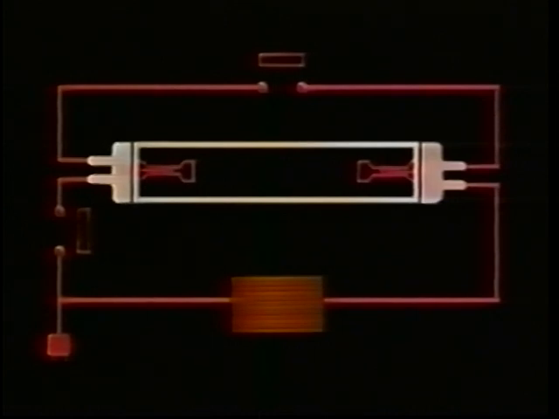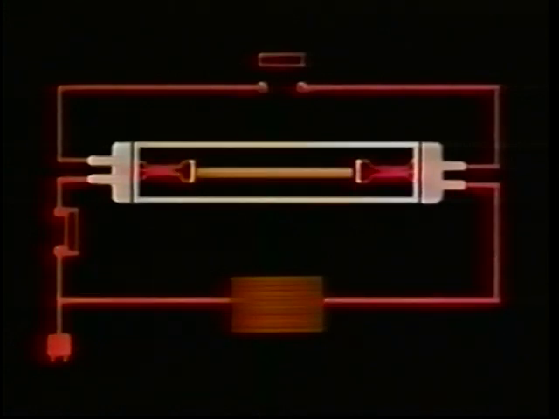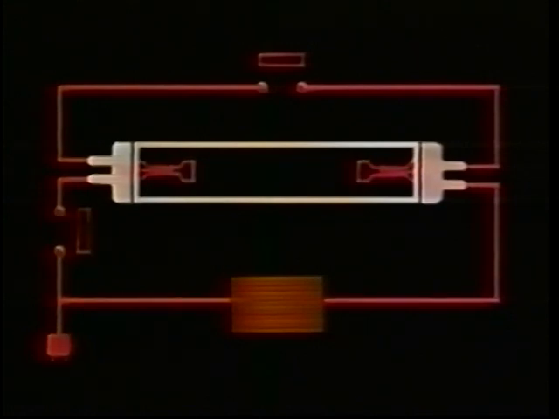When the starter button is pushed, both switches close, completing the circuit. As the current passes through the cathodes, they heat up and begin to emit electrons. After about a second, the starter button is released and the circuit is broken, resulting in a voltage spike which initiates an arc discharge between the cathodes, and the lamp starts. Pressing the off button opens the on-off switch and stops the current.